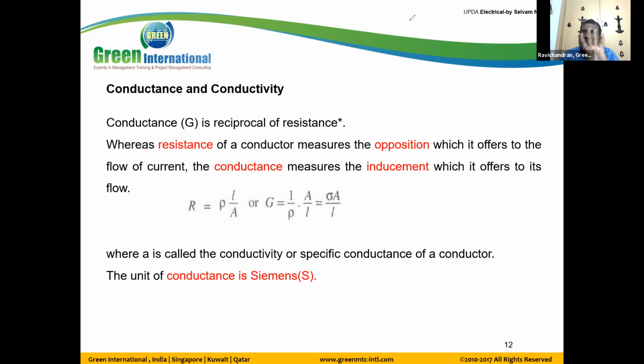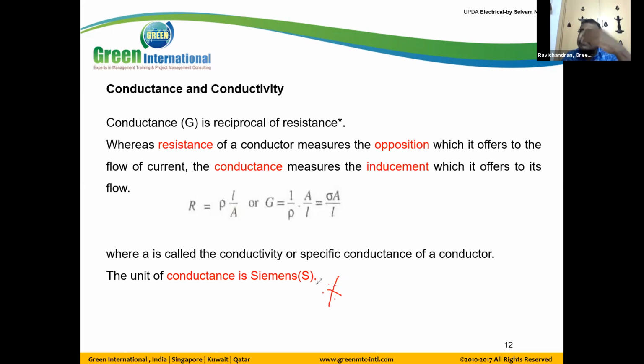So we have four important terms: resistance, resistivity, conductance, conductivity. And from this slide, an important question is the unit for the conductance. Conductance is specific; in the previous one I already said specific resistance, here specific conductance. The unit is Siemens. This question is also frequently asked.